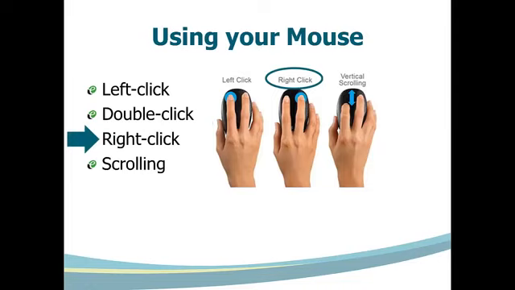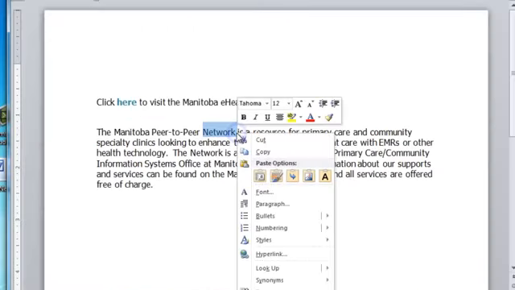Single-clicking the right mouse button in some locations will access a specialized list of menu items that are context-specific. For example, right-clicking on a word in a Word document will open editing menus, allowing you to change the font or size of your text, along with many more options.